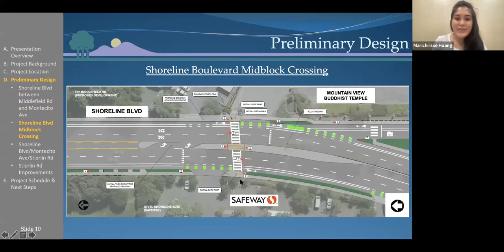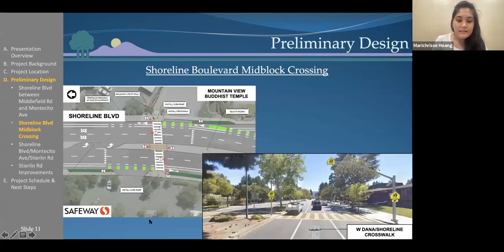So going south, here we hit a proposed mid-block crosswalk. We propose to have it located near the frontage of the Buddhist temple and connecting it to the Safeway Plaza. The proposed improvement is similar to the existing enhanced crosswalk that we have south of Central along Shoreline, as seen on this bottom right image. So the planned crosswalk will also be striped with high visibility striping and a refuge area will be provided in the middle island.